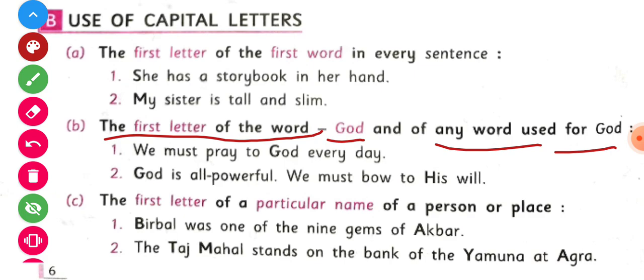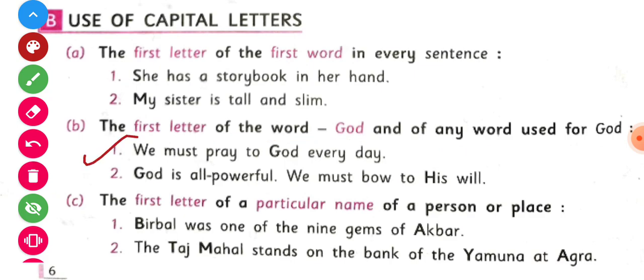always capital. For example, you can see here, we must pray to God. Whenever you are using the word God, whenever you are writing the word God, then we have to write G always capital. In the word God, we have to write G capital. Okay, next example is, God is all powerful. We must bow to his will.